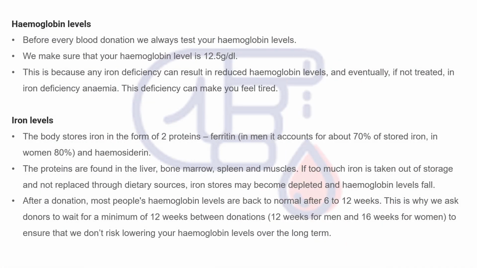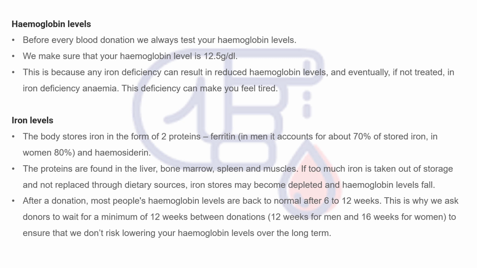Now, the hemoglobin level. Before every donation, we always test the hemoglobin. We make sure that the hemoglobin level is above 12.5 grams per deciliter. This is because any iron deficiency can result in a reduced hemoglobin level, and eventually, if it's not treated, in iron deficiency anemia. This deficiency can make the donor feel tired.